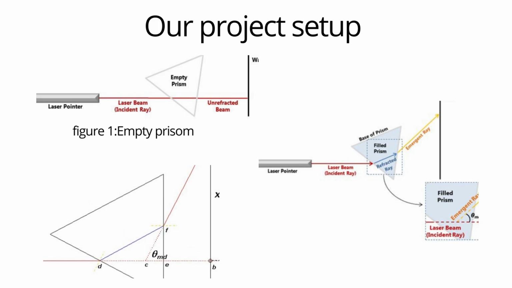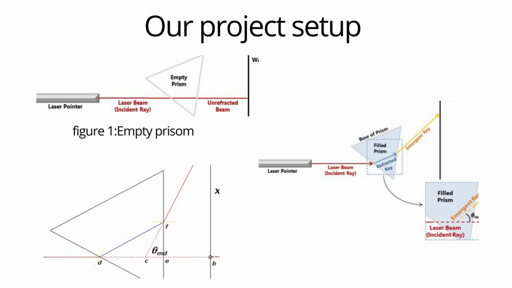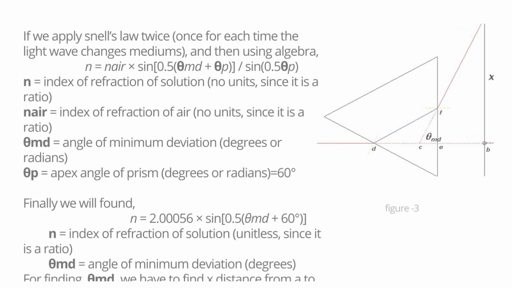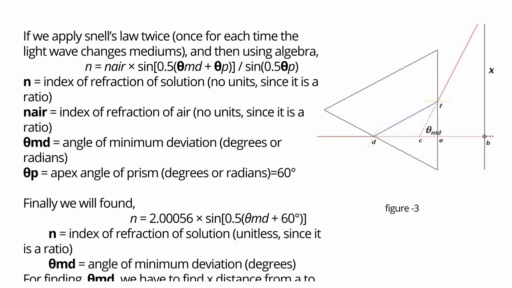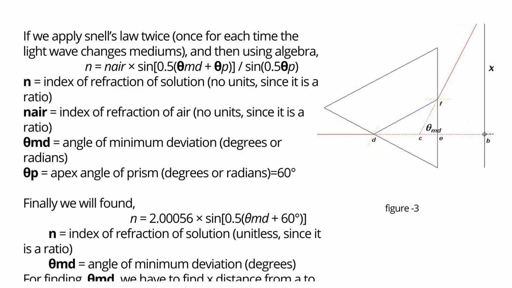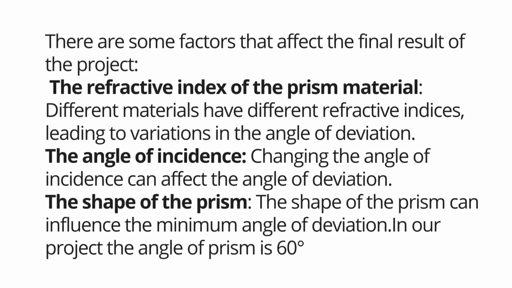We can see that when the prism is empty, all the light passes through the prism in a straight line. But when it is filled with liquid, the light bends depending on its refractive index. This is the calculation that we are going to use. We use Snell's law to find out the minimum angle of deviation for different concentrations. Here are some factors. If we change any of these factors, it will affect the final result of our project.